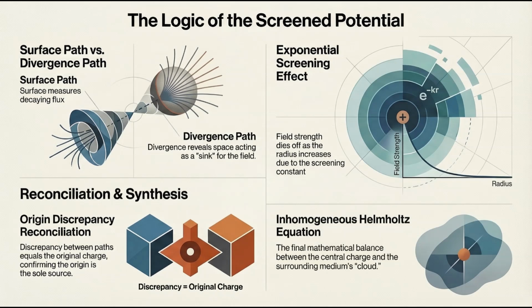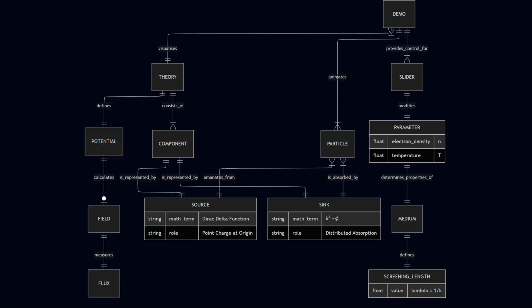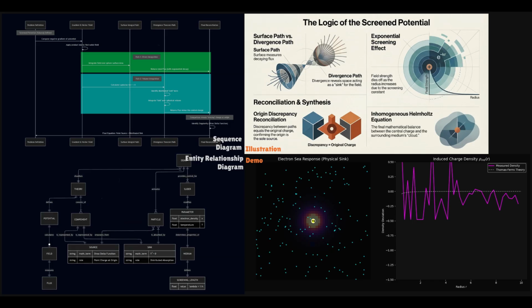The entity relationship diagram. A map of the physical system. The entity relationship diagram, ERD, serves as an inventory of the system's actors, defining how the abstract concepts in the text interact with the interactive elements of the demos.